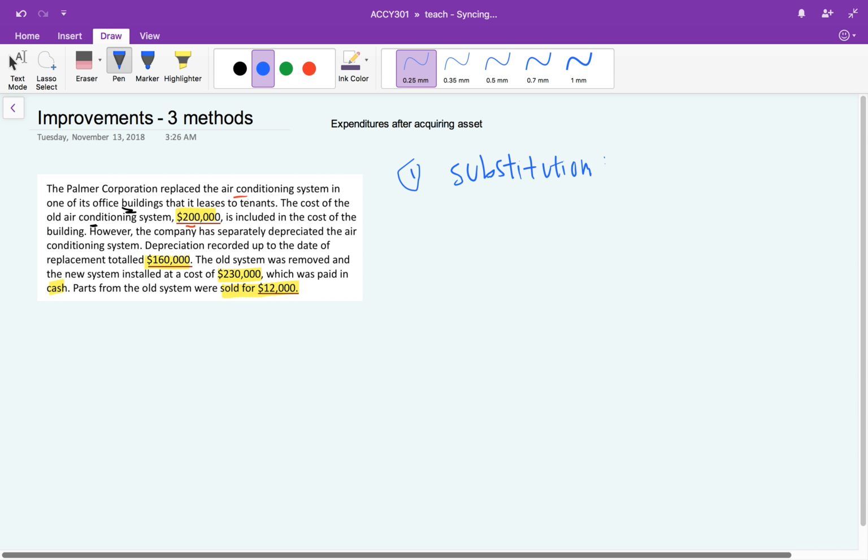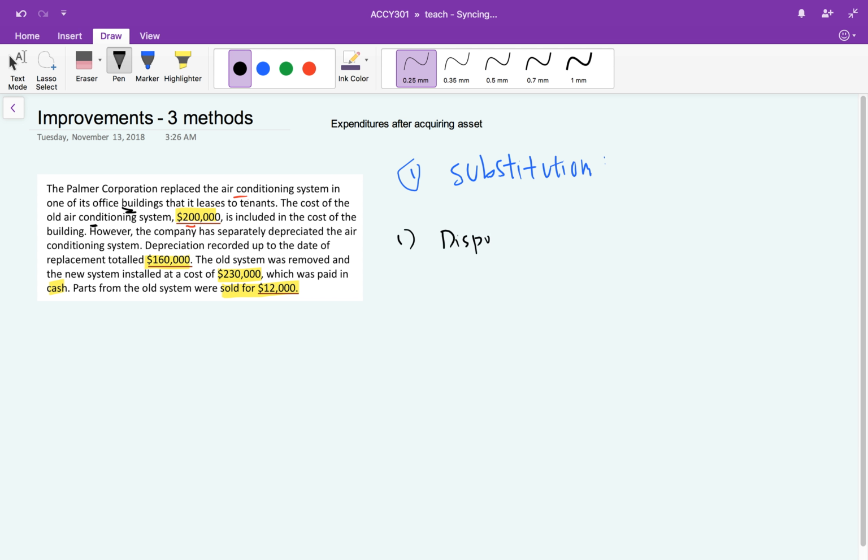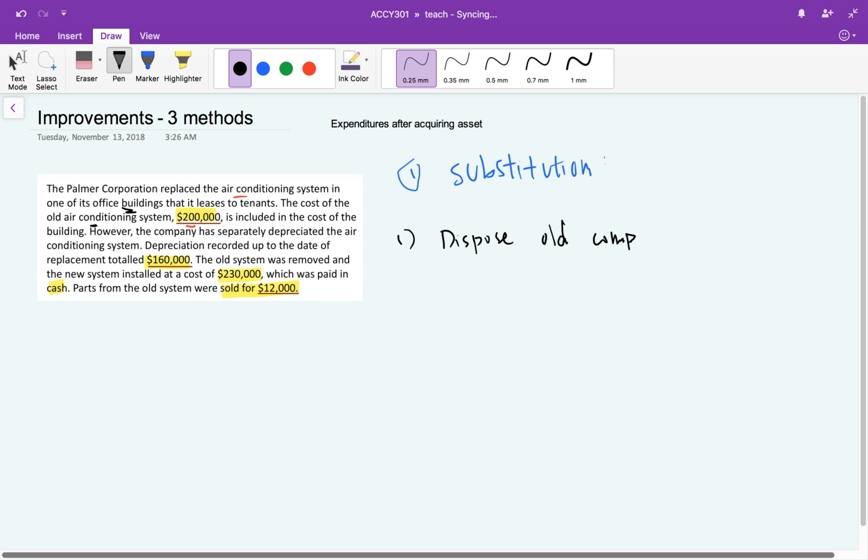So within substitution, there's two parts. First off, we're going to dispose of the old components, which is our old air conditioning system. So we are going to say we sold it for $12,000 in cash. So here's our journal entry. First off, we received cash of $12,000.